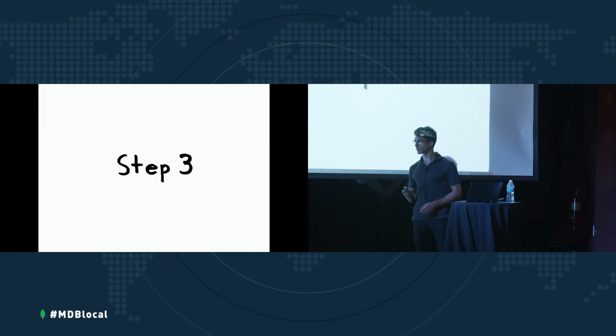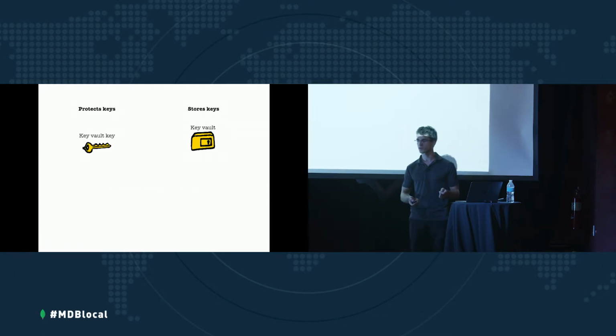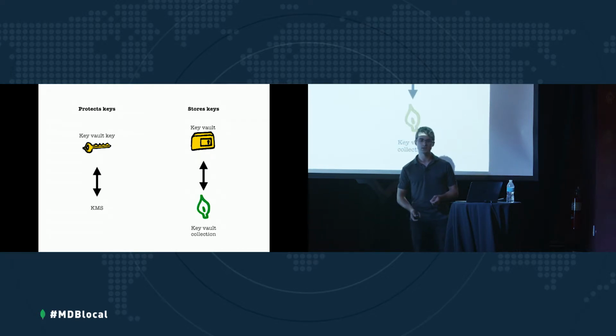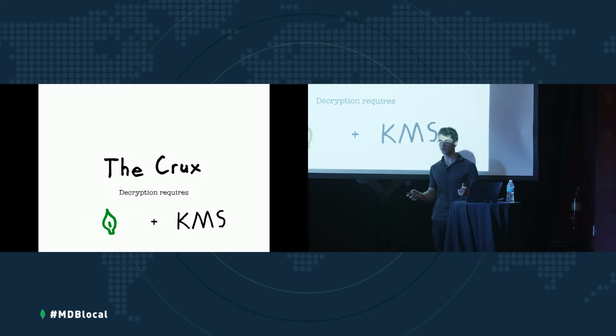And we come to our last configuration step, which is that external service that protects our encryption keys, which is KMS, or Key Management Service. Much like the key vault key protects the key vault, KMS protects all of your keys in the key vault collection. And this is kind of the crux of client-side encryption. Encryption and decryption requires both access to MongoDB and this external KMS service, to which only the client should have.